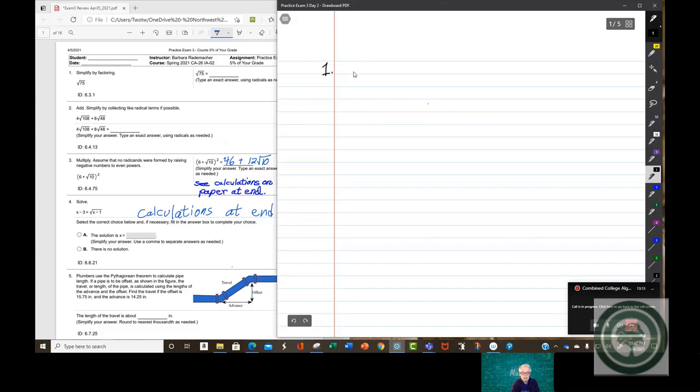Number one, we're going to simplify the square root of 75. And the best way to do this, if you have no idea, of course, the easiest way is if you already know that 75 is 25 times 3, that makes it really easy and fast. But what if you don't know?